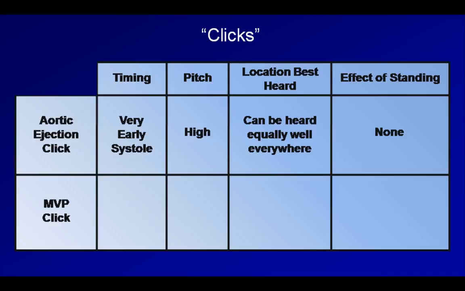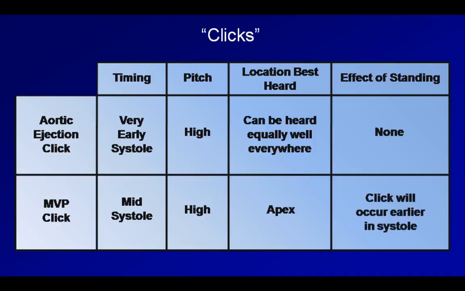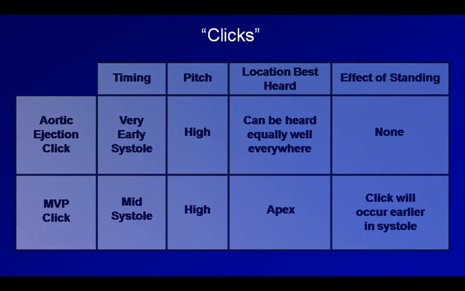The MVP click, on the other hand, occurs during mid-systole, caused by prolapse of one of the mitral valve leaflets. It is also high-pitched, but typically audible only at the apex. For the patient with an MVP click, it will occur earlier in systole upon standing. These two sounds are called clicks because they are extremely brief and crisp in sound, unlike S1 through S4, which tend to reverberate for a period of time.